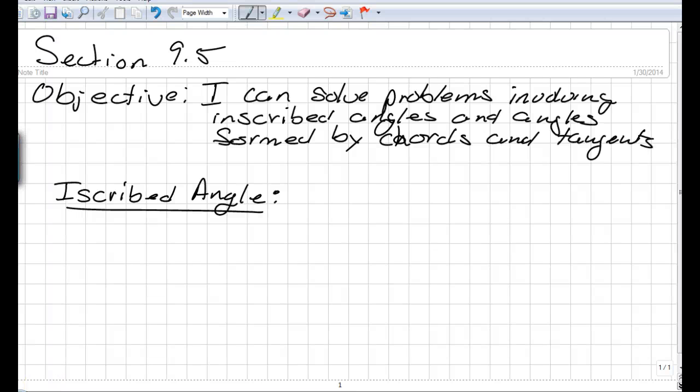Section 9.5. Our objective today is I can solve problems involving inscribed angles and angles formed by chords and tangents. So first, an inscribed angle.